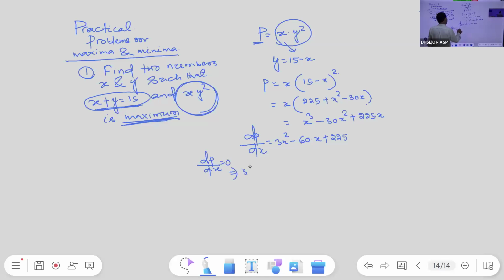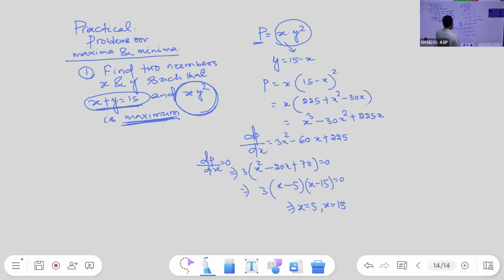This implies 3 times x square minus 20x plus 75 is equal to 0. By middle term factorization, 3 into x minus 5 into x minus 15 equals 0. This implies x is equal to 5 or x is equal to 15.